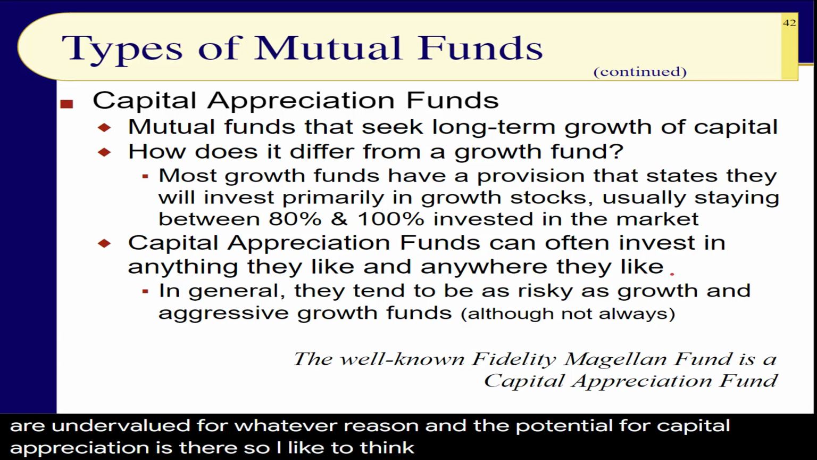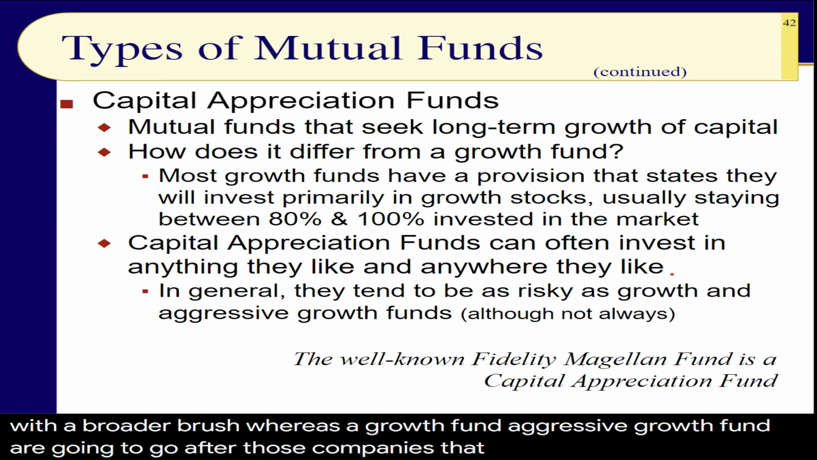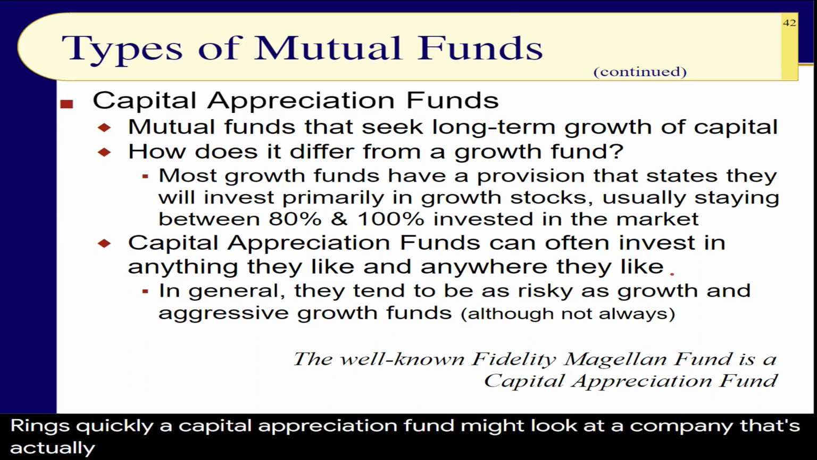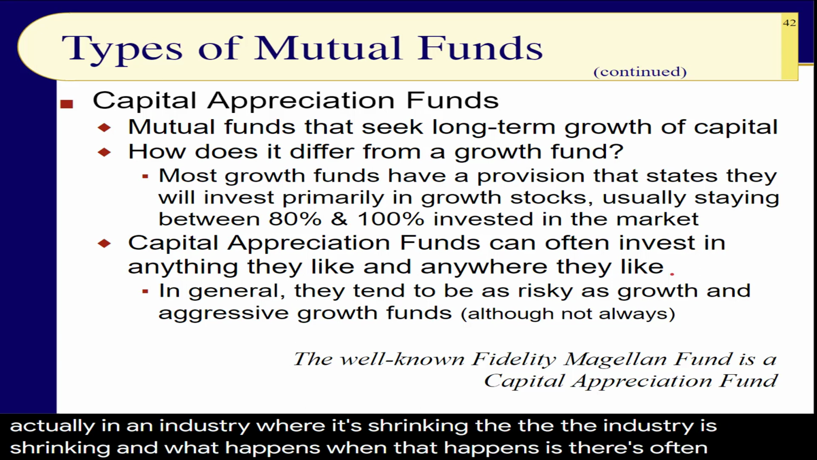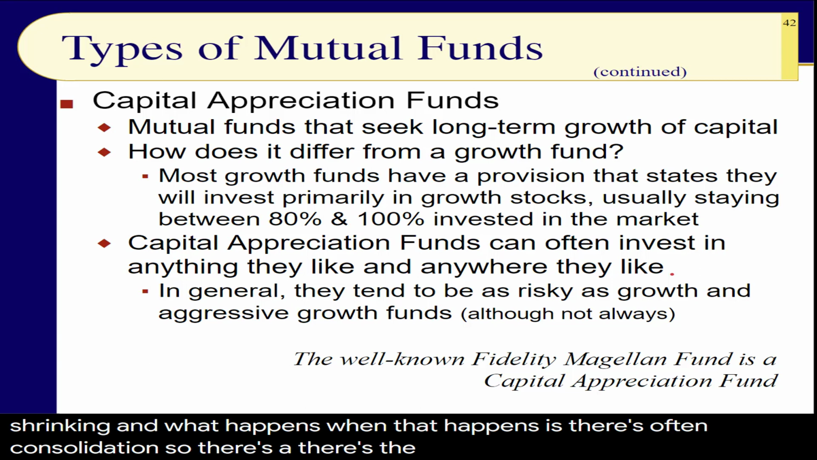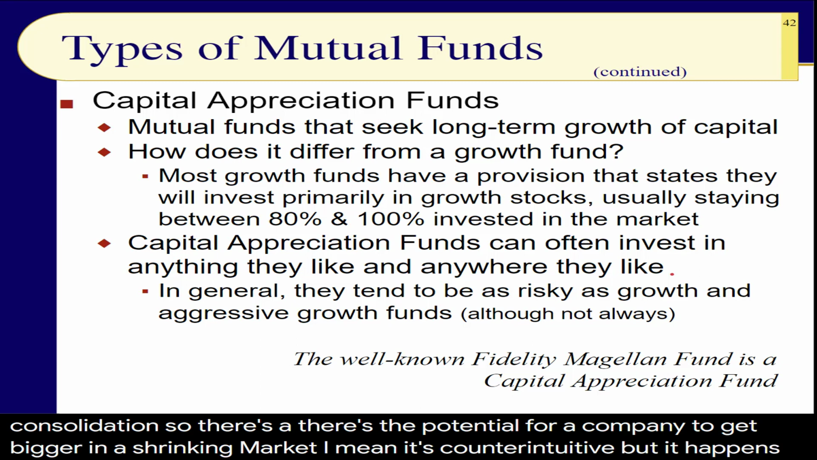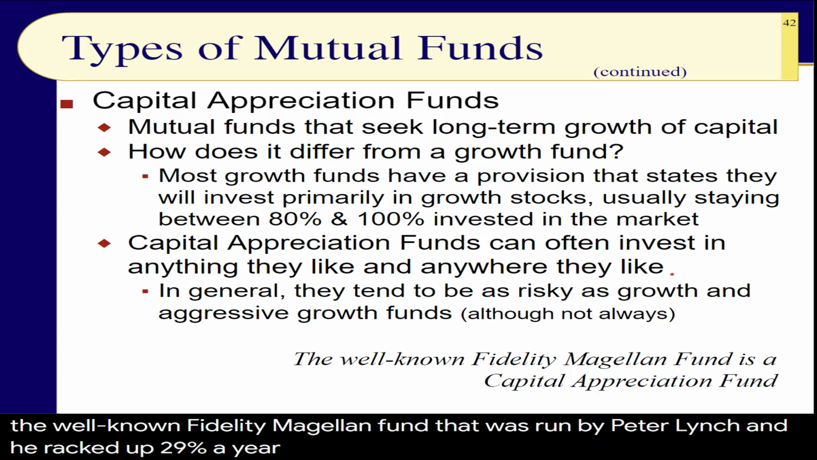So I like to think of them as being able to paint with a broader brush. Whereas a growth fund, aggressive growth fund, are going to go after those companies that are growing their earnings quickly. A capital appreciation fund might look at a company that's actually in an industry where it's shrinking. The industry is shrinking. And what happens when that happens is there's often consolidation. So there's the potential for a company to get bigger in a shrinking market. I mean, it's counterintuitive, but it happens. The well-known Fidelity Magellan Fund that was run by Peter Lynch, and he racked up 29% a year, is a capital appreciation fund.